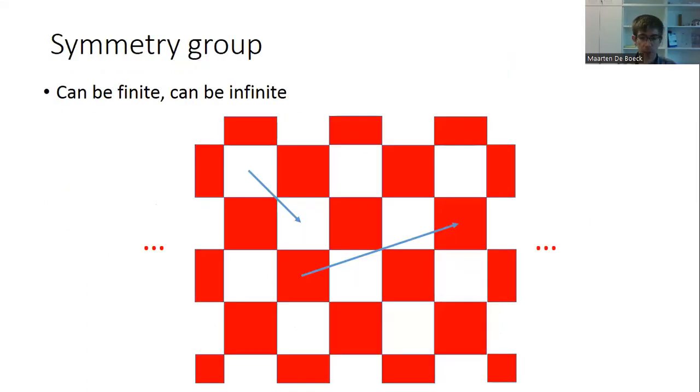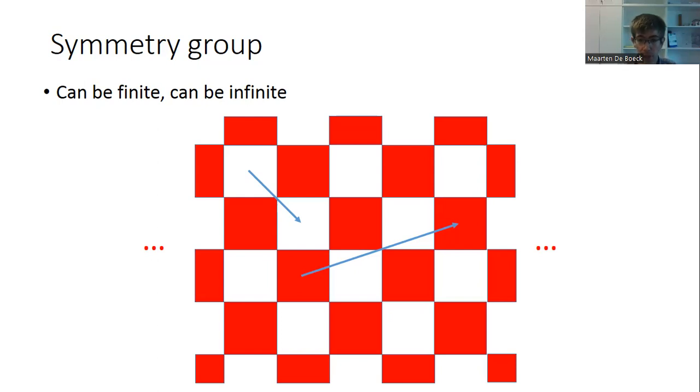Now, we've seen the symmetry group of this artwork by Escher, and we've seen it has 6 elements. So symmetry groups can be finite, but there are also infinite symmetry groups. If I look at this checkerboard with white and red quadrangles, which stretches out infinitely in both directions, then it has infinitely many symmetries.